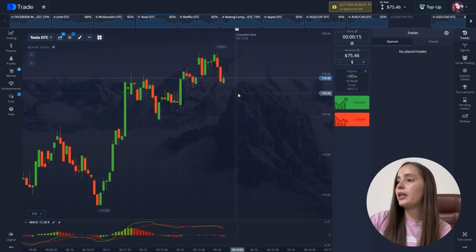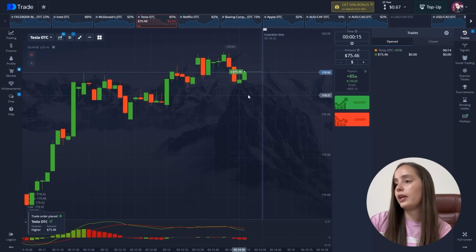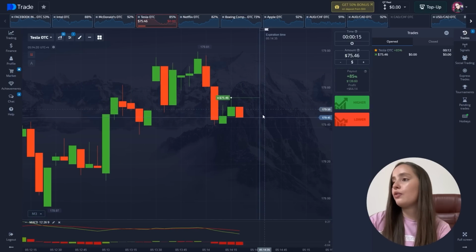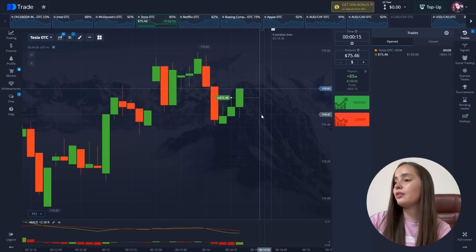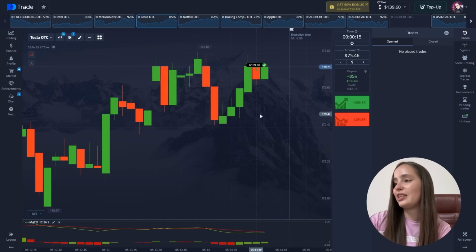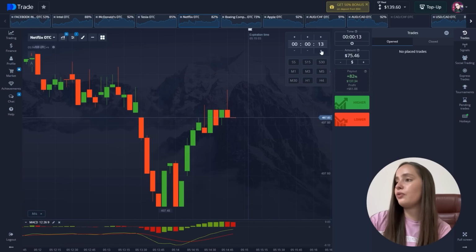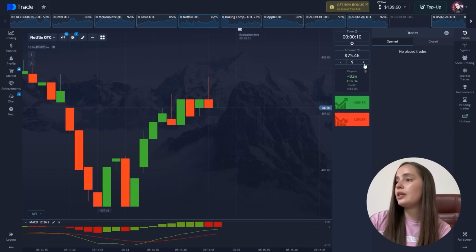So we will open a deal for the Tesla company to increase. The chart is growing. We will wait for the closing. So far we are on the positive side and there are 2 seconds left. Everything, we're in the black again, so on the balance is already $139. Let's look further. Let's open a deal for 10 seconds on our entire balance.